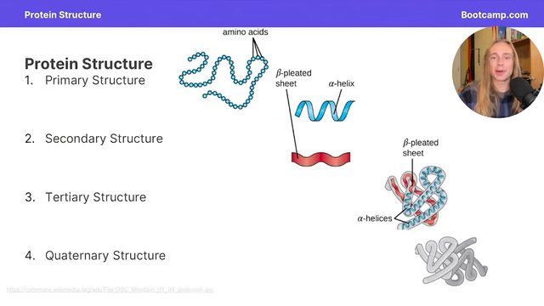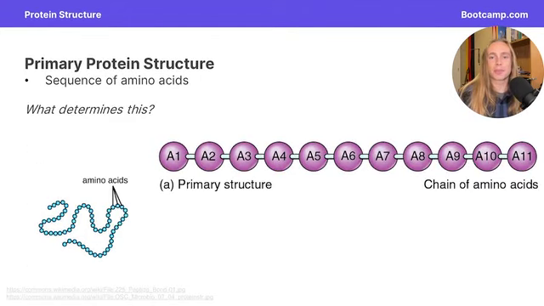So now that we've talked about polypeptides, let's move on and talk about the 4 levels of protein structure, which are primary, secondary, tertiary, and quaternary. The primary structure of a protein is simply just going to be the sequence of amino acids. This image does a really good job in showing that the primary structure of a protein is just the sequence at which the amino acids are ordered.